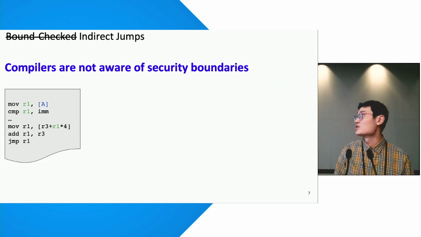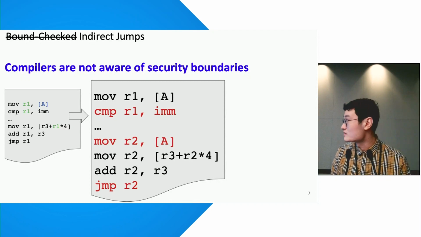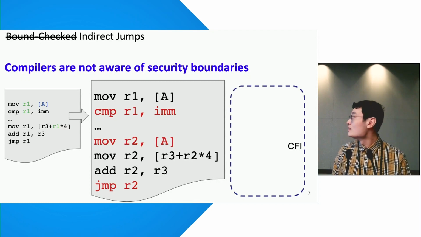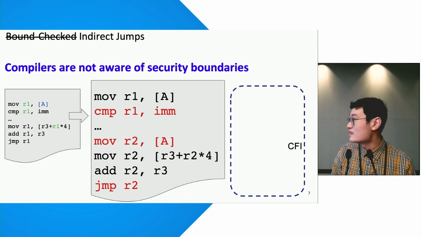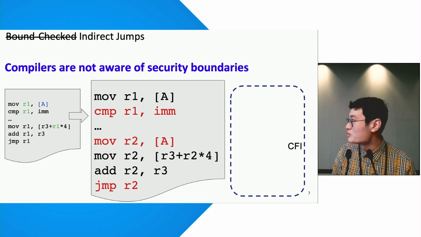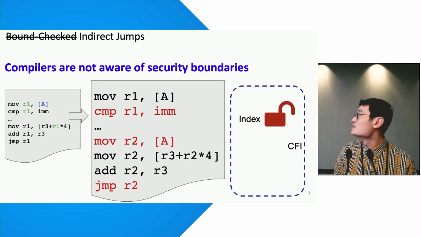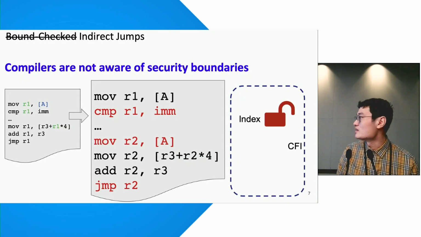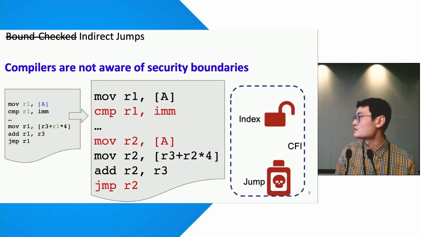However, compilers are not aware of security boundaries, so they will generate double fetches like this. The double fetch bug means that an attacker may modify the shared object between the two fetches, which means that they can bypass the check and hijack the control flow, as the indirect jump is calculated based on the second fetch.